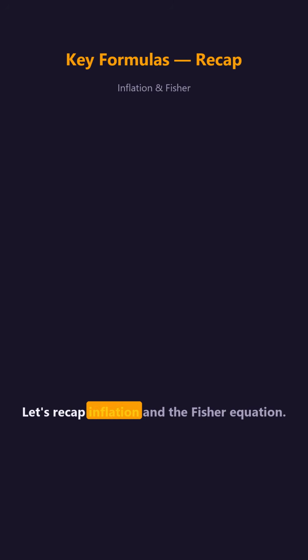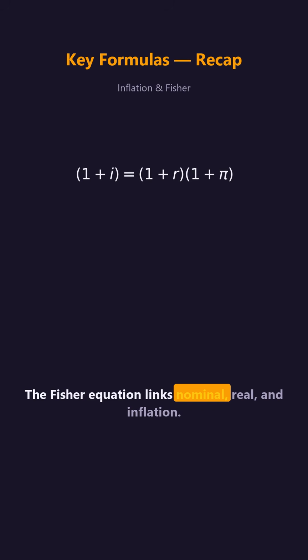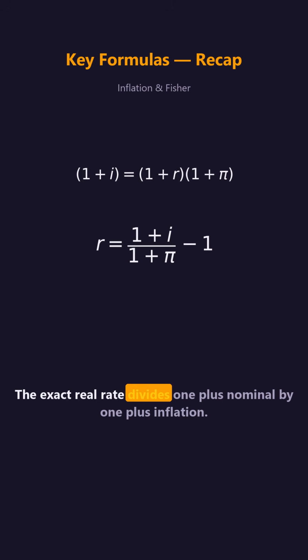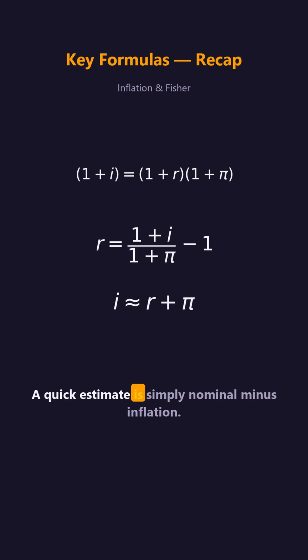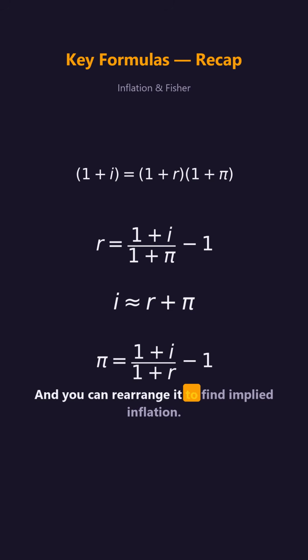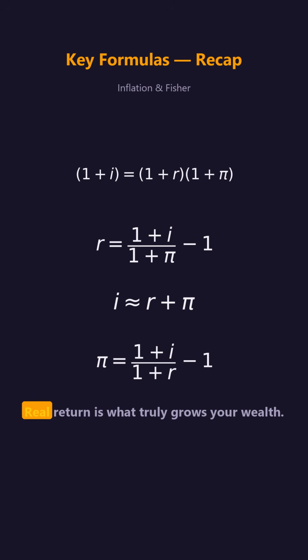Let's recap inflation and the Fisher equation. The Fisher equation links nominal, real, and inflation. The exact real rate divides 1 plus nominal by 1 plus inflation. A quick estimate is simply nominal minus inflation. And you can rearrange it to find implied inflation. Real return is what truly grows your wealth.